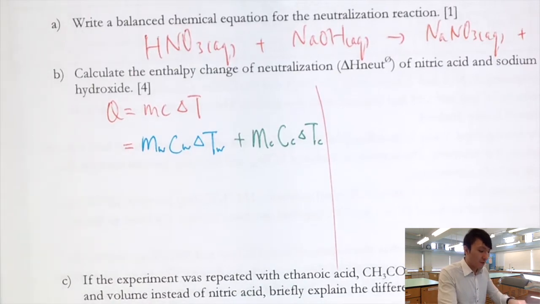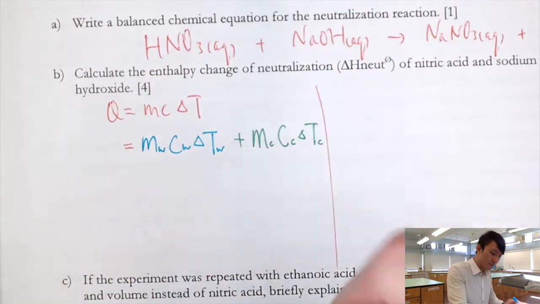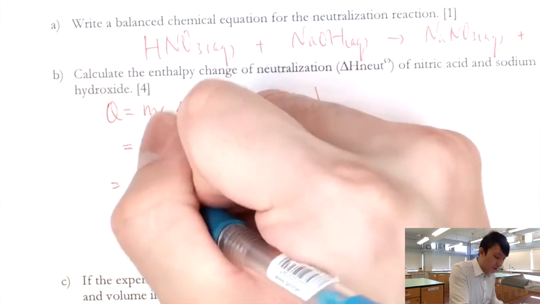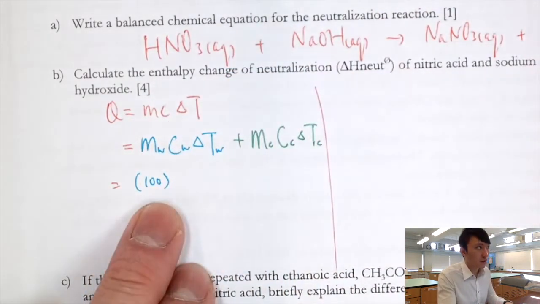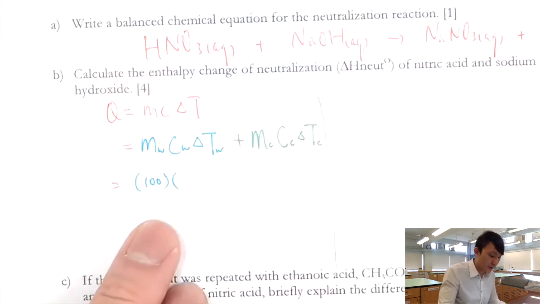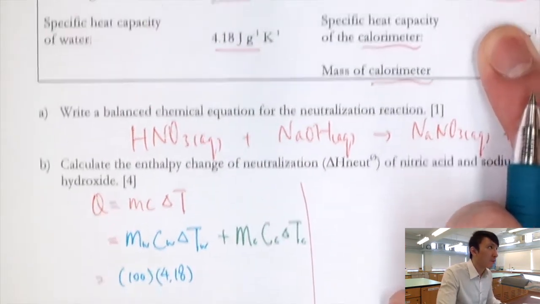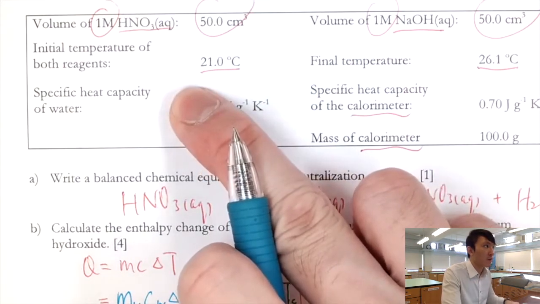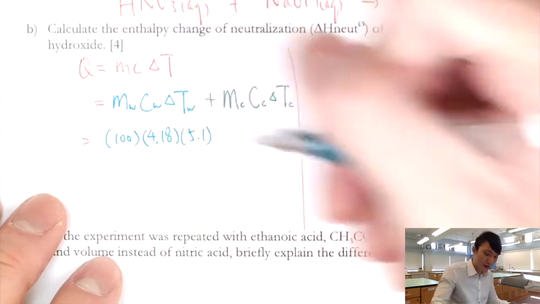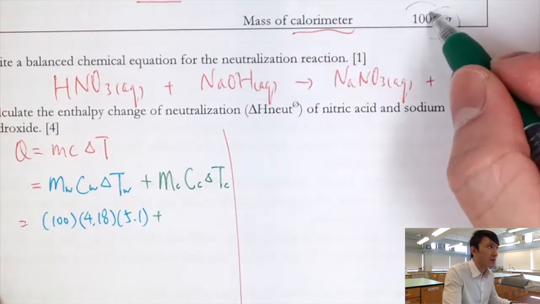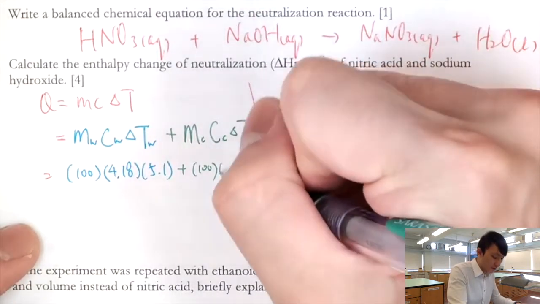Now, for mass, you know their corresponding masses. For the mixture, the mass of the total mixture is 100 cm cube, so it's going to be 100 gram. And then here, specific heat capacity 4.18. Delta T would be 26.1 minus 21, which is 5.1, right? 5.1. Okay. Similarly, for here, the mass is given as 100 gram. So 100, and then we also have the specific heat capacity, so 0.70.